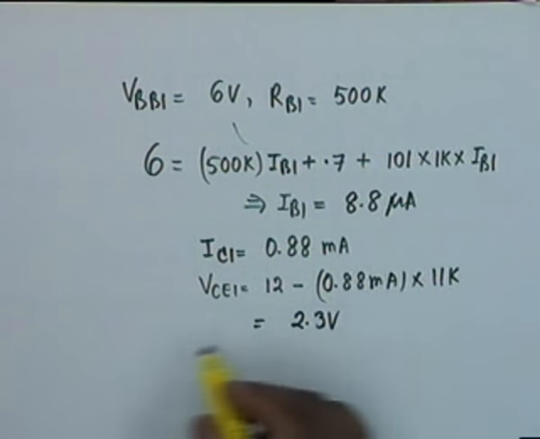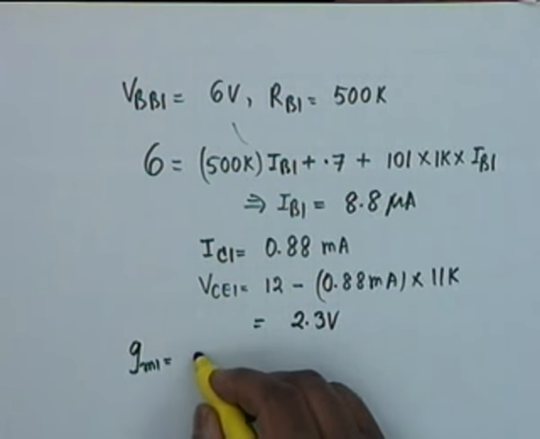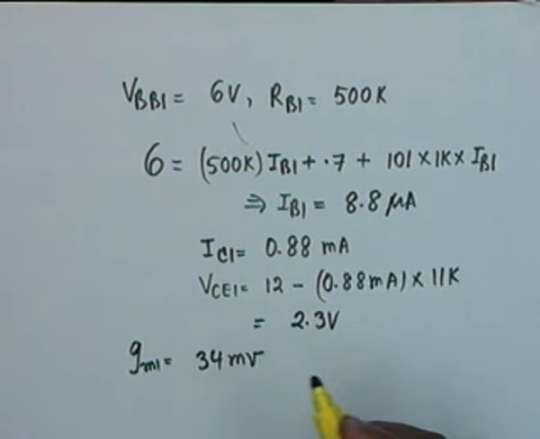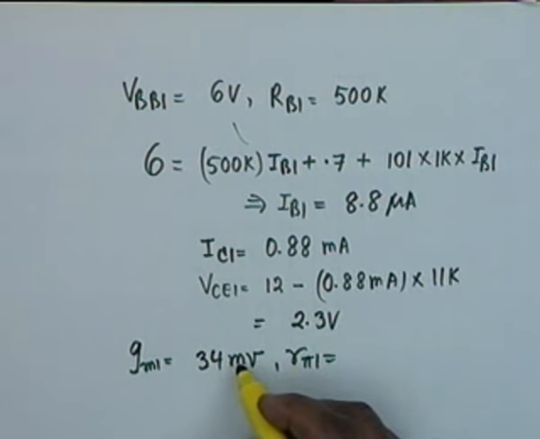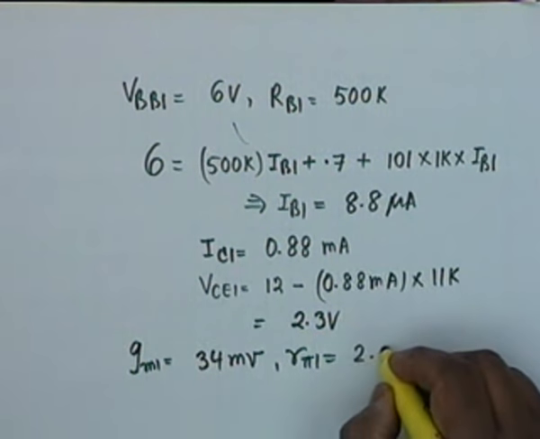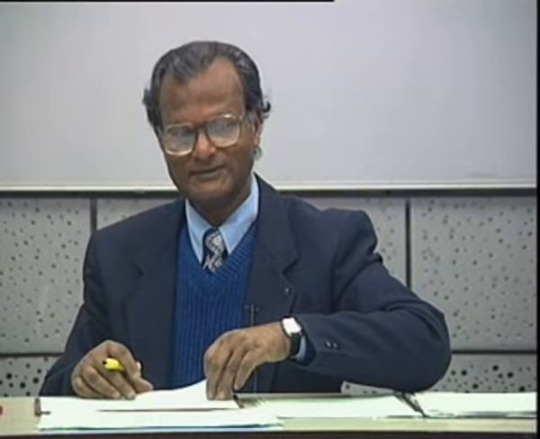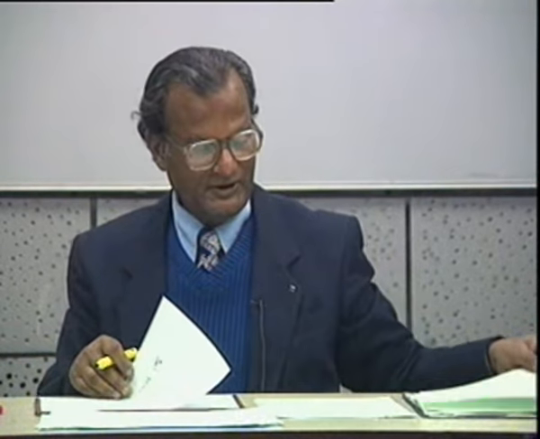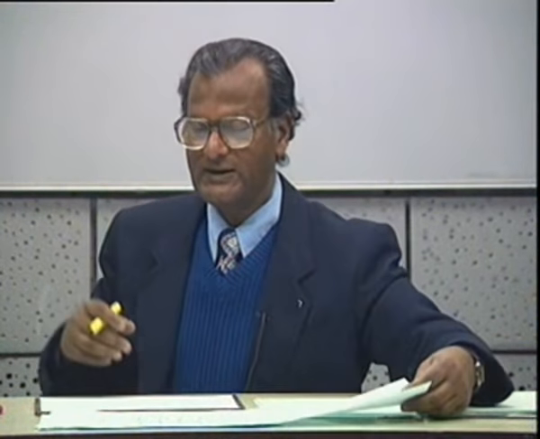That's not too bad. Then GM1 would be 0.88 divided by 26, and that becomes 34 millimho. And R pi 1 is therefore beta 100 divided by GM1, and that comes as 2.941 K. Alright, so far so good. Any question? Before we go to the equivalent circuit or calculation of gain, let's find out for the second stage also.